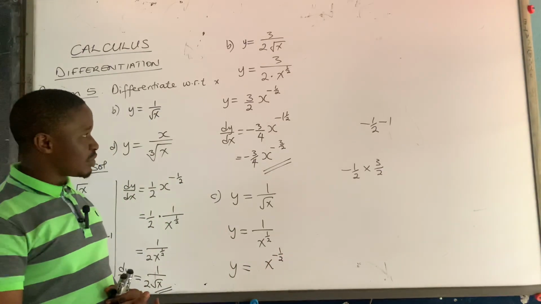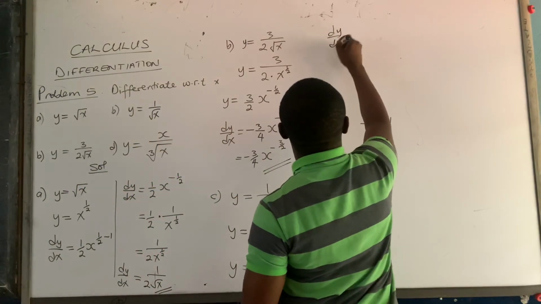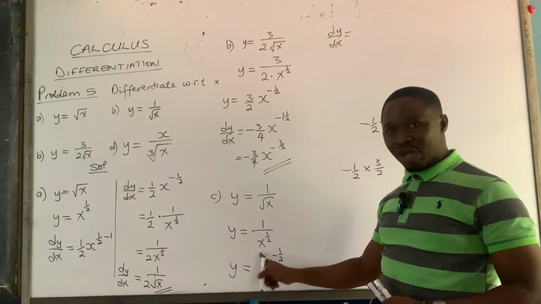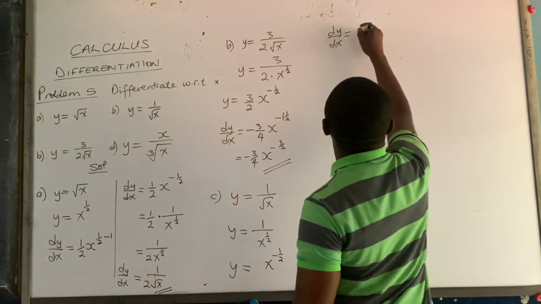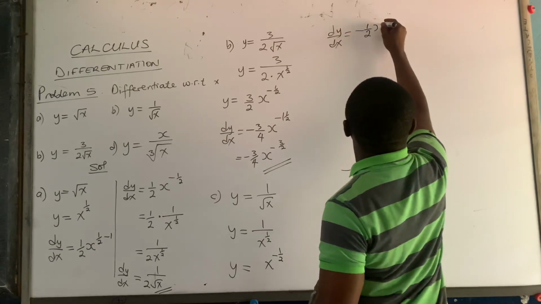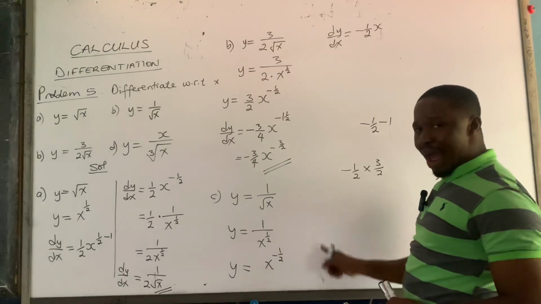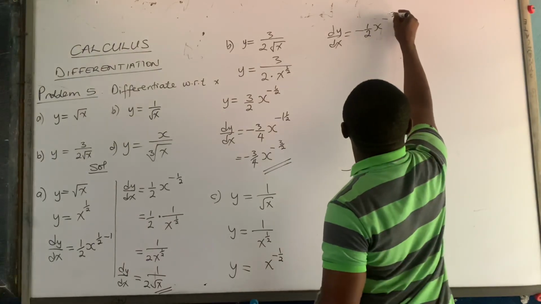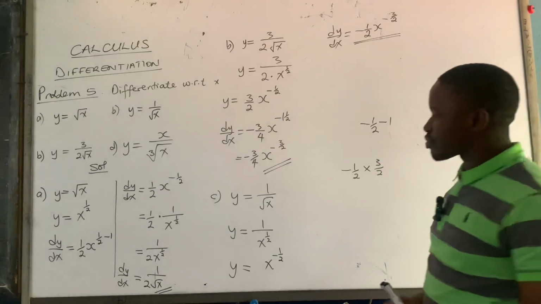Okay. So now we differentiate. dy dx. So to differentiate, the power multiplies the coefficient. The coefficient is 1, the power is minus half. Minus half times 1, minus half. We have the variable. So the power minus 1 again. So minus half minus 1 is minus 3 over 2. So this is what we have.